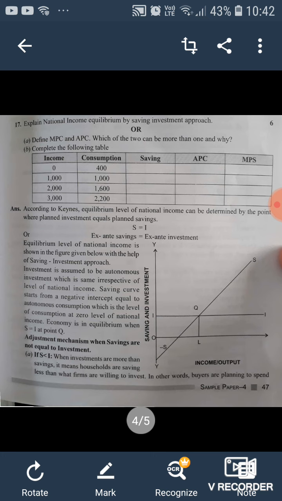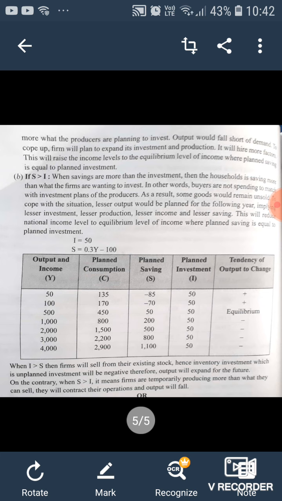Savings need to be expanded here. Savings are less than the investment. Investments are more. Households are willing to buy more. Buyers are planning to buy more, but the producers are investing less. Now what will happen? Output will be less. So firms have to expand their investment now. They have to increase their production. They have to hire more and more factors of production. Then only they will reach an equilibrium point, S is equal to I.